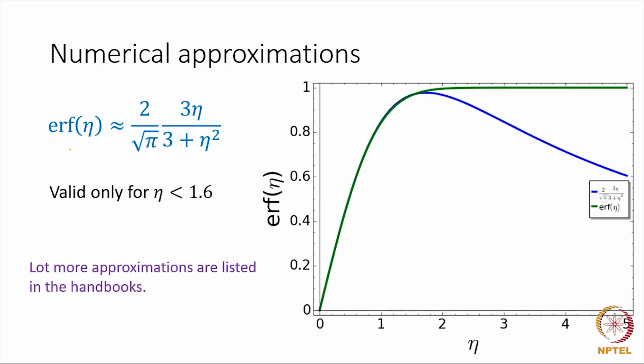Now there's another approximation which is available for small values of eta, for the error function here. You could see that it is valid for eta less than 1.6, which is quite convenient because you now have two approximations, one for the low value of eta and another for the high value of eta. So without having to look up the error function, using these simpler functions, you can actually evaluate the value of the error function and use it for numerical problems. There are many approximations available in the handbooks, so you could look them up if you are interested.